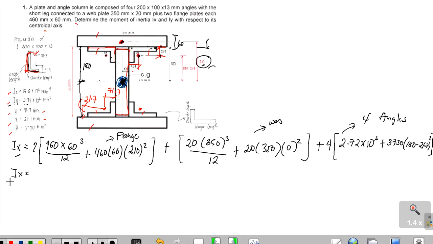Okay? This is for the 4 angles. So calculating our moment of inertia with respect to centroidal x-axis, this is equal to 2907.1 times 10 raised to 6 mm to the 4. And for the value of Iy, let's start with the flange. That is 2 times 60 times 460 cube over 12. Since the centroid of the flange coincides with the centroid of the whole section, the distance is 0. So we do not transfer it. So we have no transfer formula here.